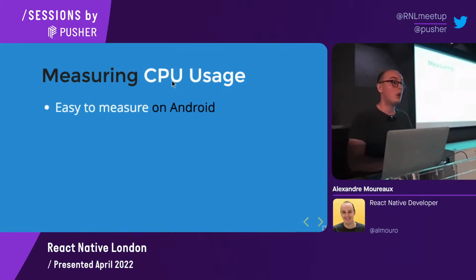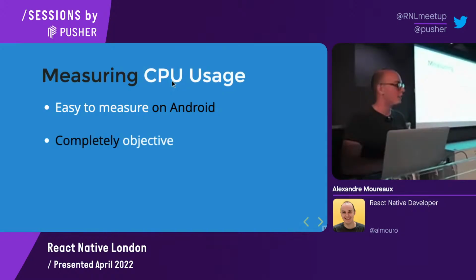Why? Because on Android, and I like to measure on Android because, let's face it, Android devices on average are slower than iOS devices, just because most of them are cheap. And to make them cheap, of course, you don't have as good CPUs as iOS. And so, measuring CPU usage is easy on Android, as I will show.